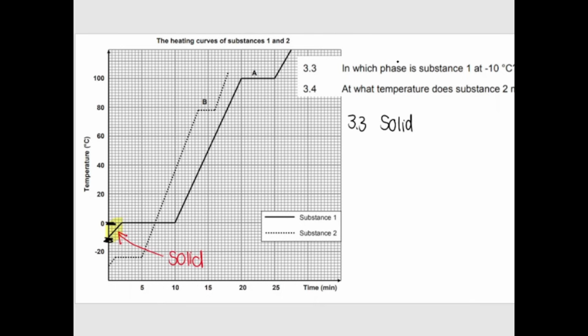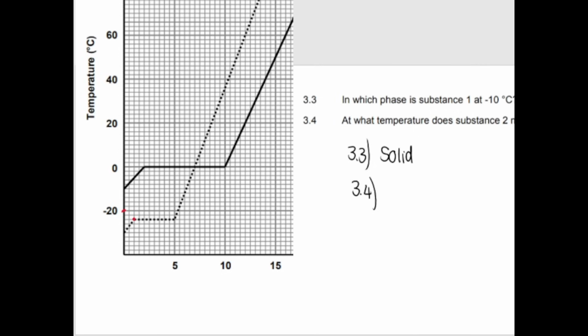At what temperature does substance 2 melt? In other words, what is the melting point of substance 2? That is the dotted line. So remember the dotted line over here, we saw that substance 2 melts at that point over there. Now it's very difficult to see because this is obviously on a screen, and in an exam it'll be very clear and you'll be able to look at it very closely.